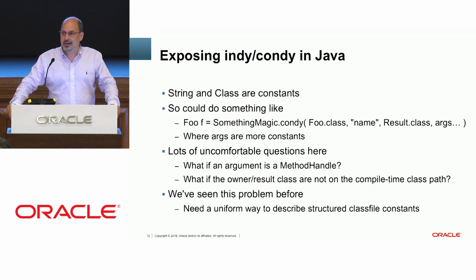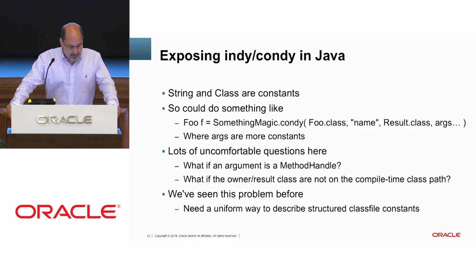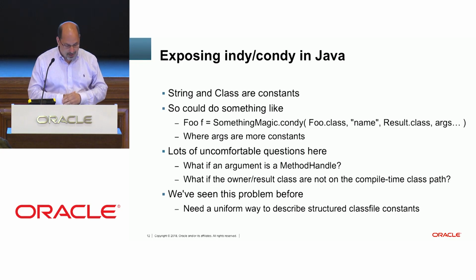There are some constant types that we know about, like string and class, that correspond to literals in the Java language. We have string literals and class literals. So that seems like a good start. If I'm passing string literals or class literals to some magic-looking method, it seems like I should be able to translate those into constants in the constant pool pretty easily. But once you get past that, you start to get into some uncomfortable questions about, well, what do we do about method handles? And what if I want to describe a constant method handle and the class that method is in is not on the compile time class path?